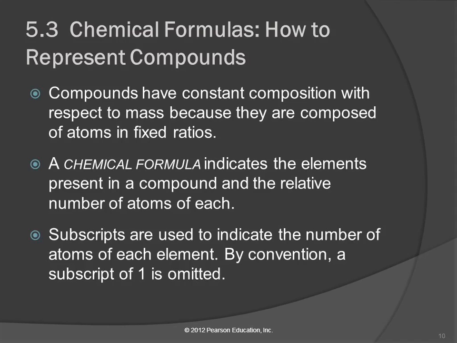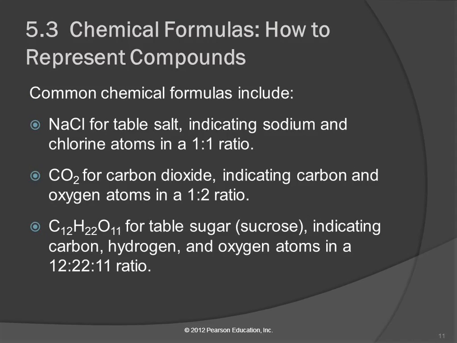Now we recognize that the reason water is always 8-to-1 is because the number of oxygen atoms to hydrogen atoms is always the same. So we use chemical formulas and we indicate the elements that are present in the compound and the relative numbers of each. We use subscripts to indicate the numbers. And by convention, the subscript of 1 is omitted because chemists have a thing against the number 1.